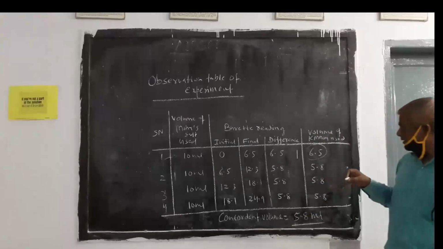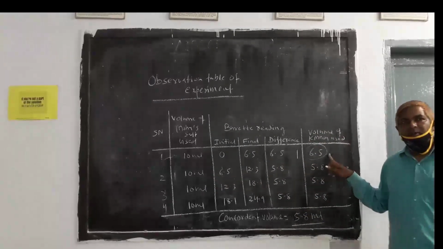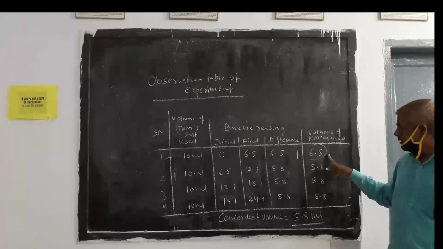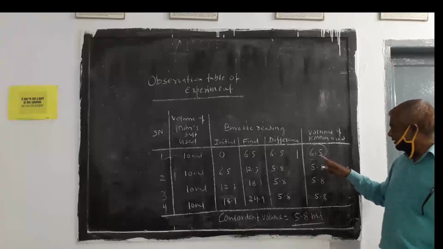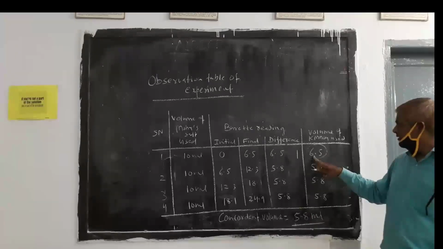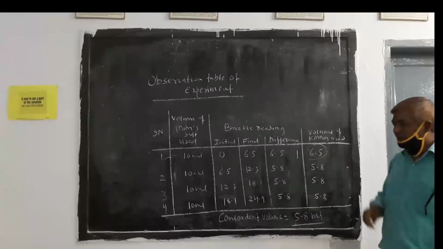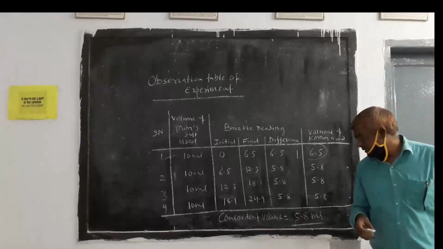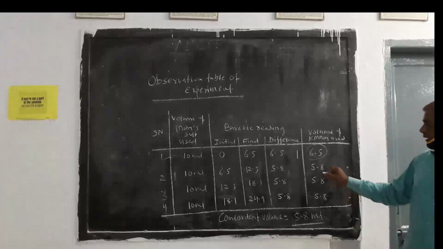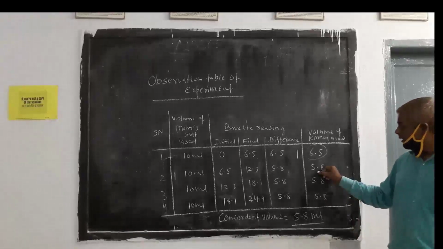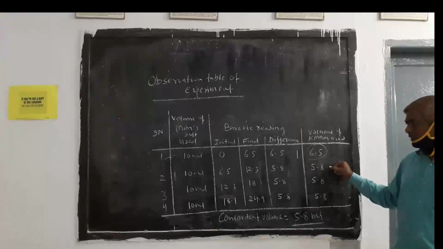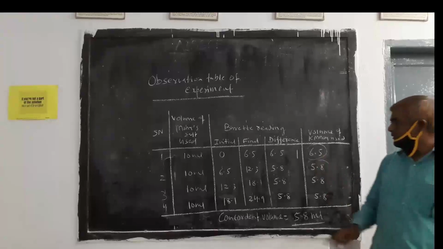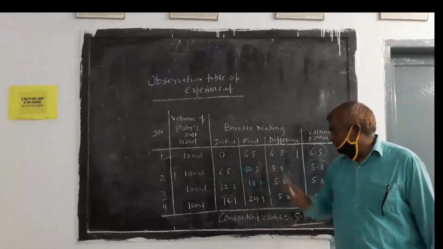Here some mistake took place since the first reading was observed, so some difference is there. Here we have to use 6.5 ml of KMnO4 to oxidize 10 ml. In second observation, we have the experiment well set up, and that time I found that after adding 5.8 ml of KMnO4 solution, this 5.8 ml KMnO4 solution oxidizes 10 ml of Mohr's salt solution.